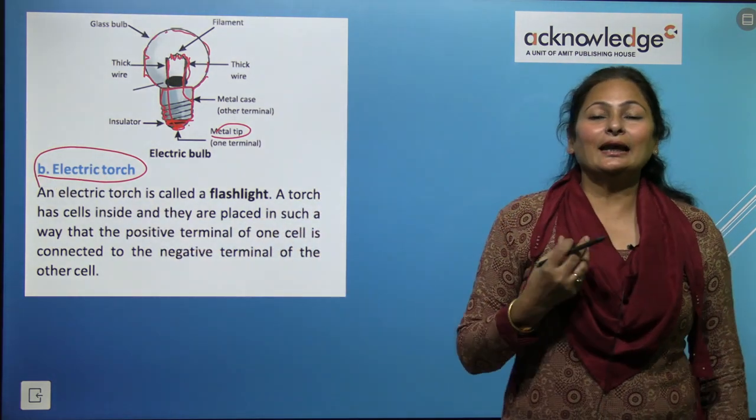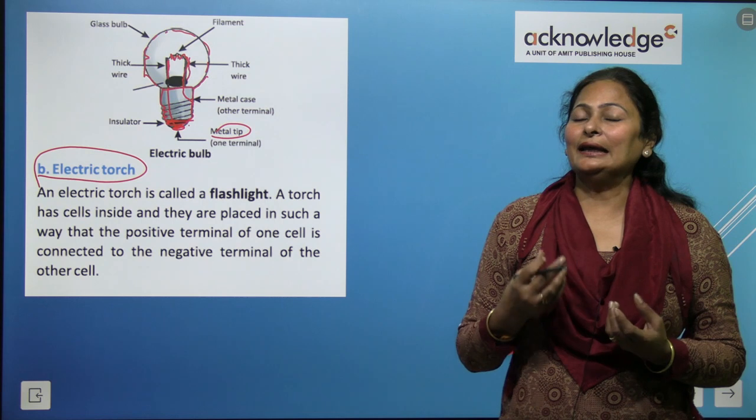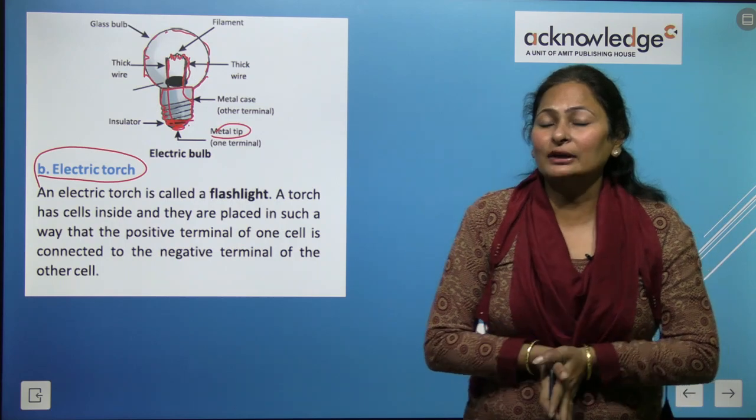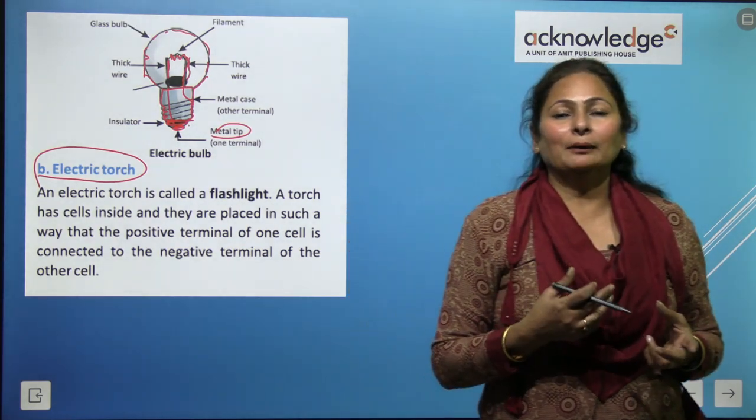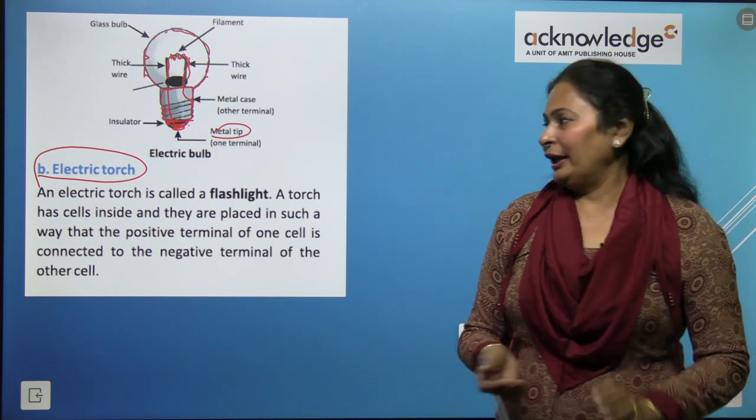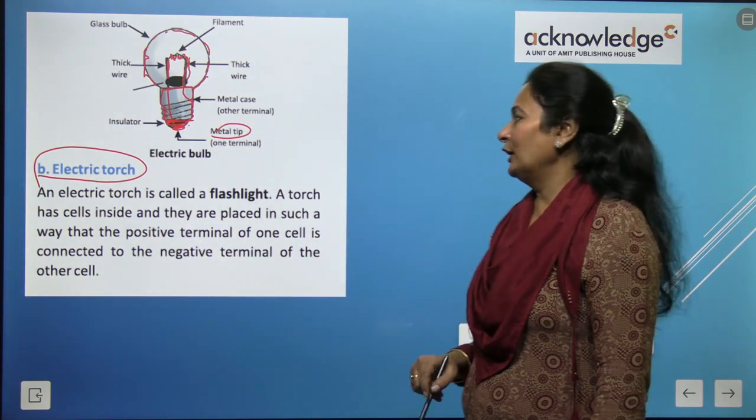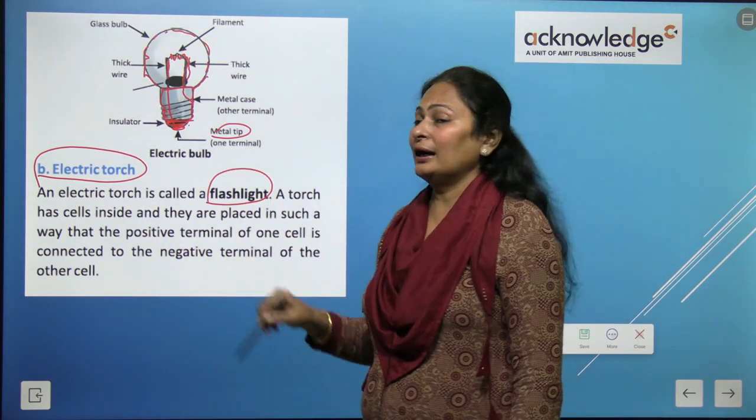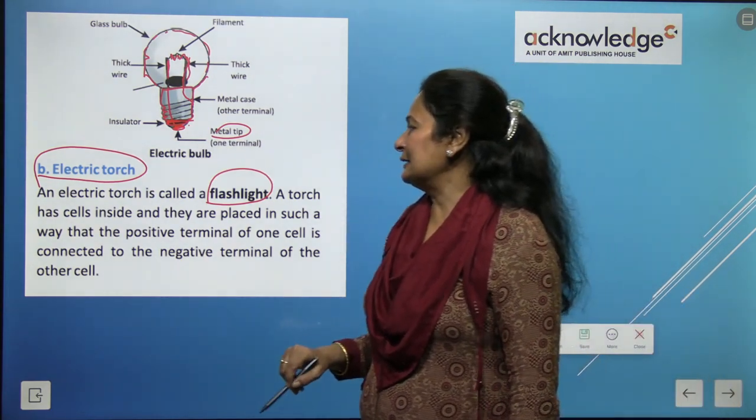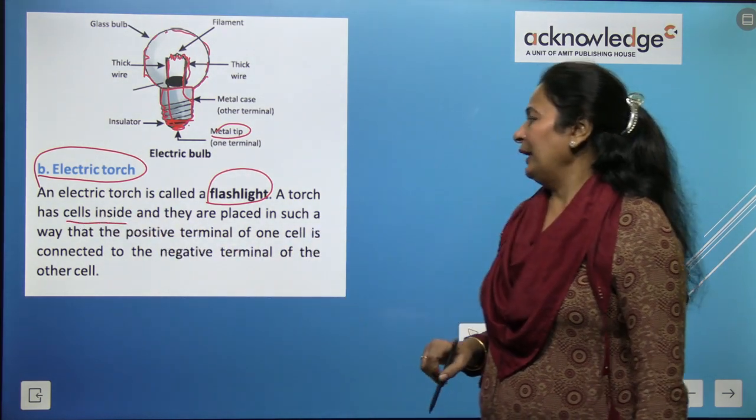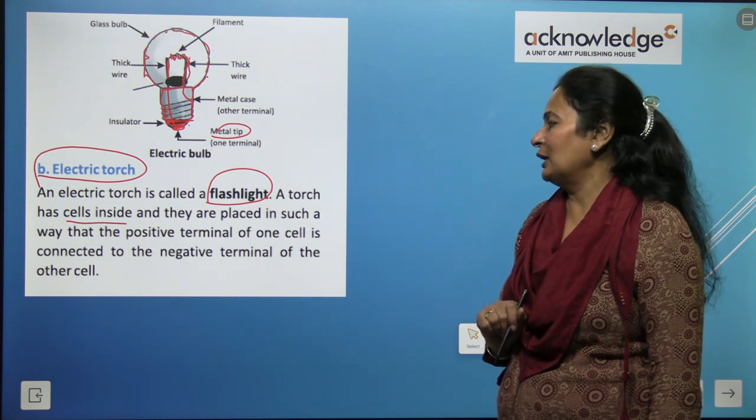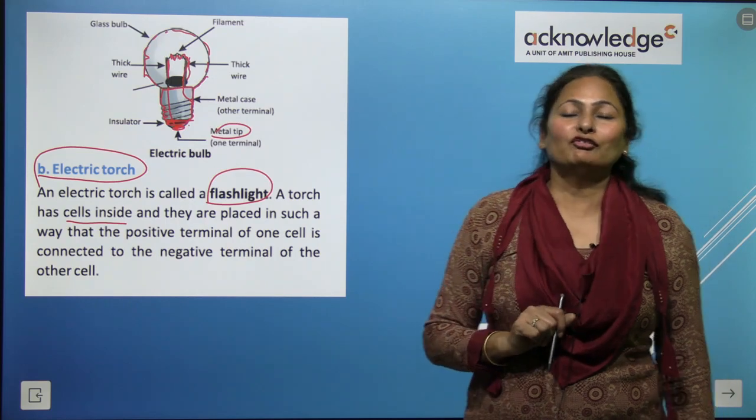Now the second is the electric torch. It is again an electric device that gives us light. So hope you have cleared about the electric bulb. Are we clear, kids? Should we move to the electric torch? Very nice. So moving to this, the electric torch is called a flashlight. The other name of electric torch is flashlight. A torch has cells inside and they are placed in such a way that the positive terminal of one cell is connected to the negative terminal of the other cell.